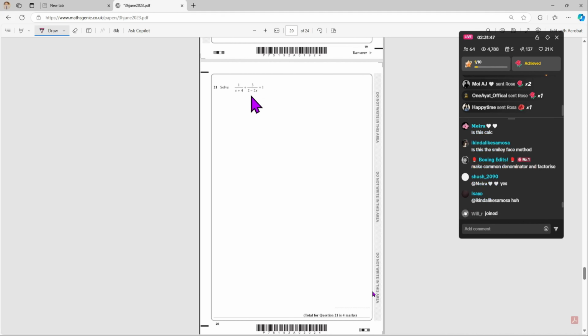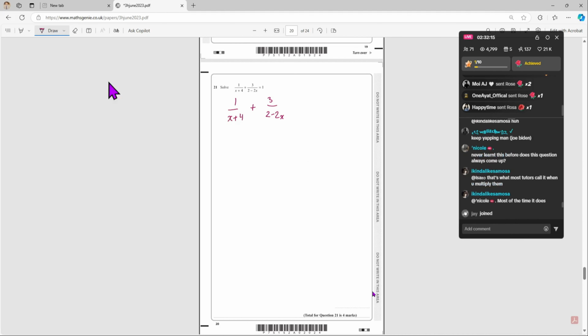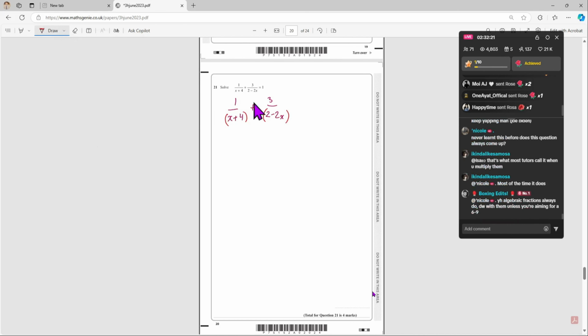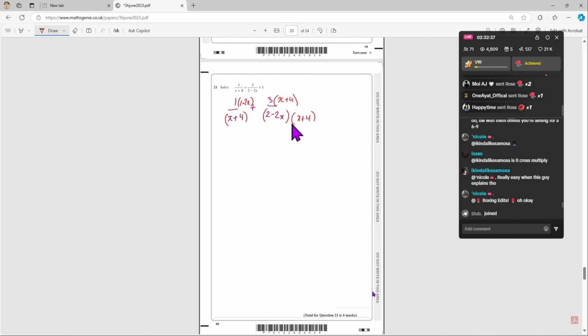Now, once we've done that, you're going to cross multiply them to give them a common denominator. I'll put this in brackets now. So you do 2 minus 2x, in brackets, times this one, and they're also going to have x plus 4 cross multiplied. To give them the common denominator, you put x plus 4 over here, and 2 minus 2x over here.